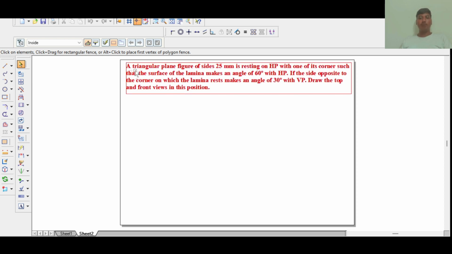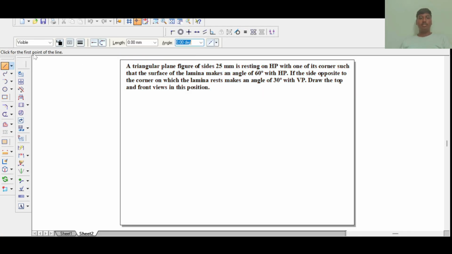So here, even this problem is segregated into three parts. The first part is a triangular plane figure of sides 25 mm resting on HP with one of its corners. The second part is such that the surface of the lamina makes an angle of 60 degrees with HP. And the third part is if the side opposite to the corner on which the lamina rests makes an angle of 30 degrees with VP.